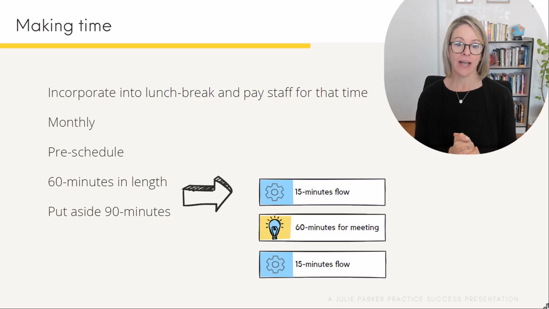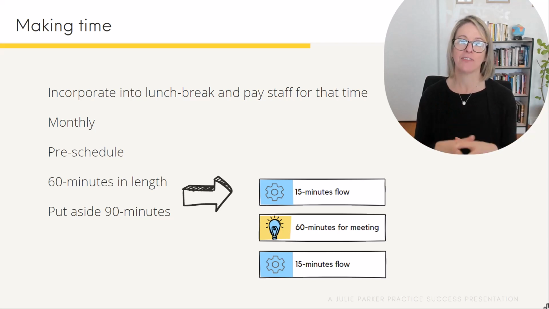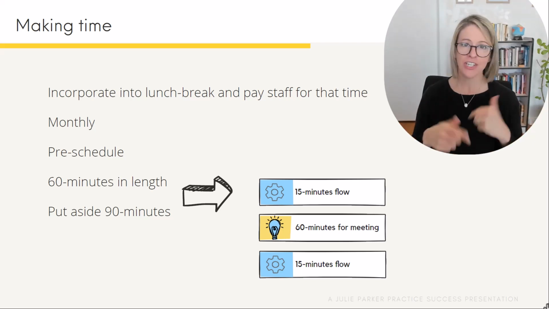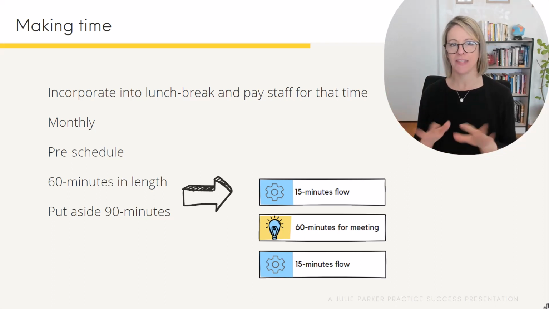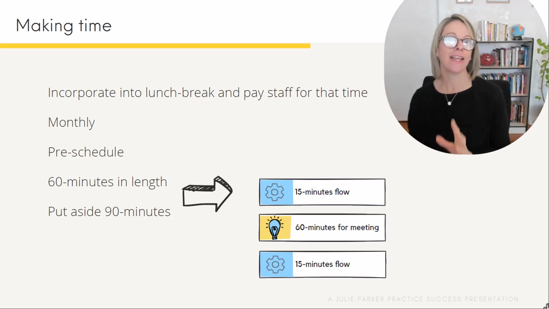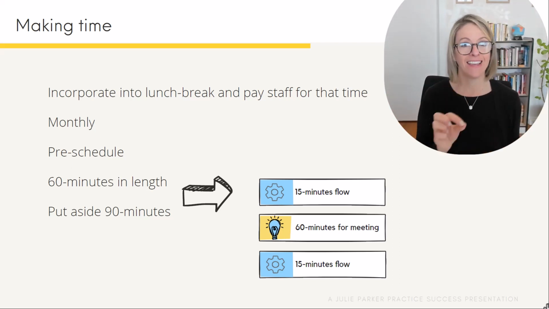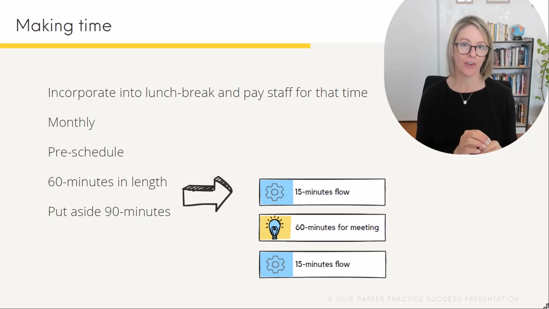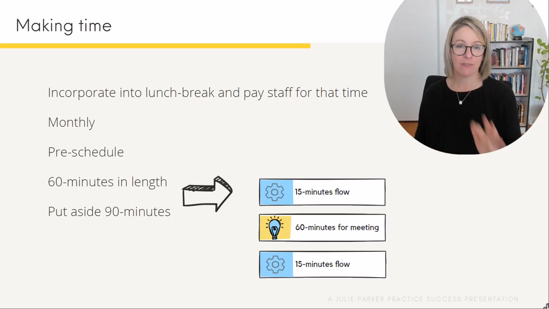The other reason for the 15-minute flow period is that once you finish your team meeting, you don't jump straight back into surgery again. No, you have to put all your dishes away, you have to change into your uniform again, put your scrubs back on, open up the surgery, and make sure everything's all set in readiness for that next patient as well. So putting aside 90 minutes for a 60-minute staff meeting is a great way of making sure that you're going to have enough time for your staff meeting without making everyone feel harassed and rushed around.